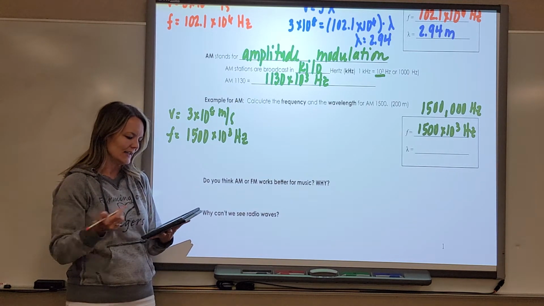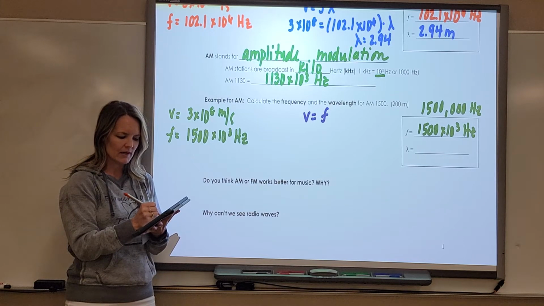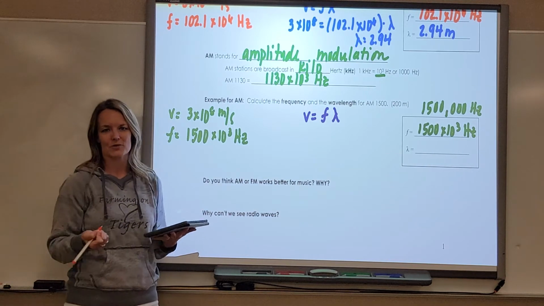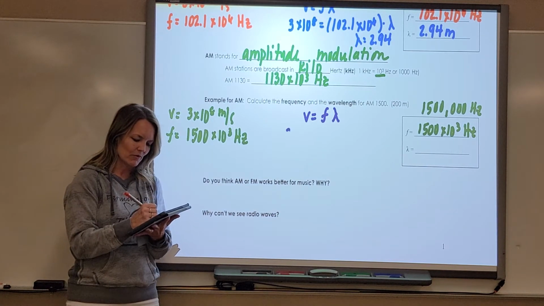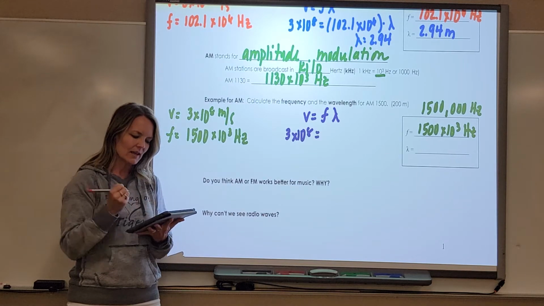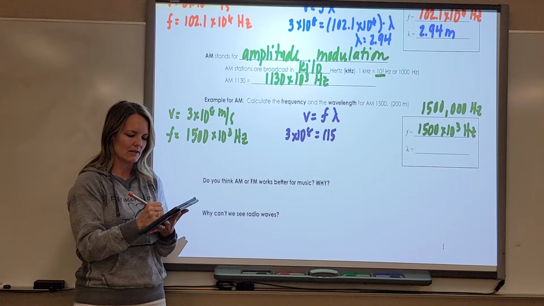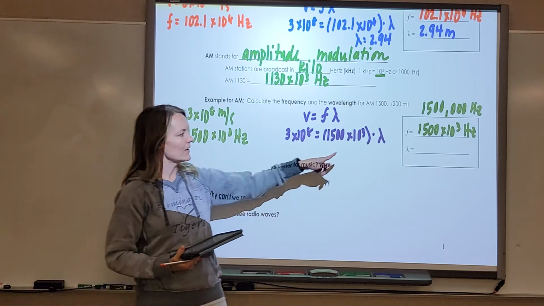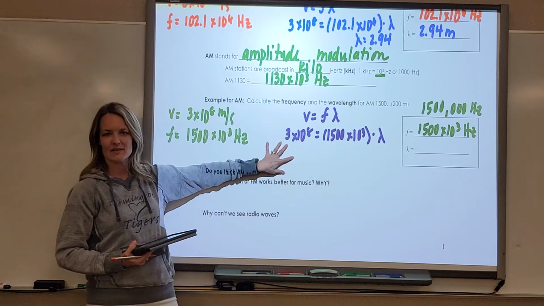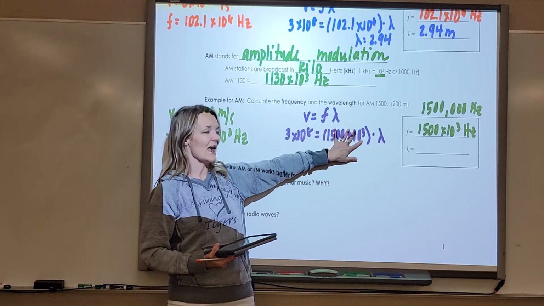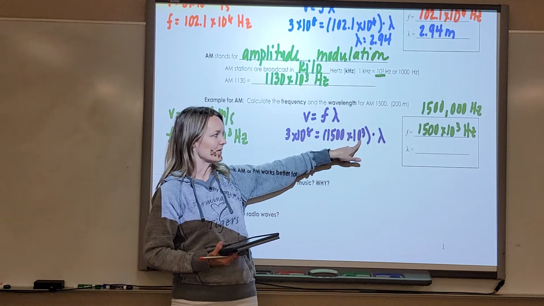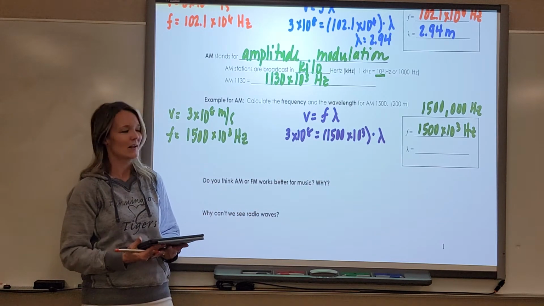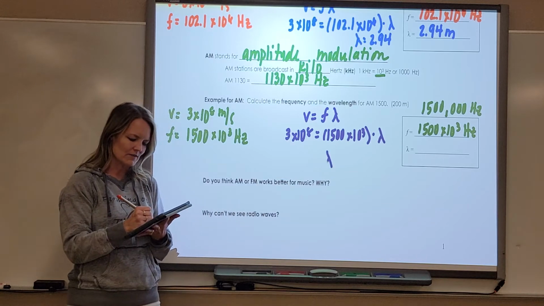So I need to now use my equation, V equals frequency times wavelength, and I'm going to calculate my wavelength for an AM radio station wave. The V is still the same. 3 times 10 to the 8th equals my frequency, 1500 times 10 to the third, times the wavelength. I want to find the wavelength, which means I need to divide this over. Once again, this has to go in parentheses if you type in the 10 to the third. Otherwise, your calculator does its order of operations incorrectly and you get a wrong exponent. So check your calculator, make sure you have done it correctly.